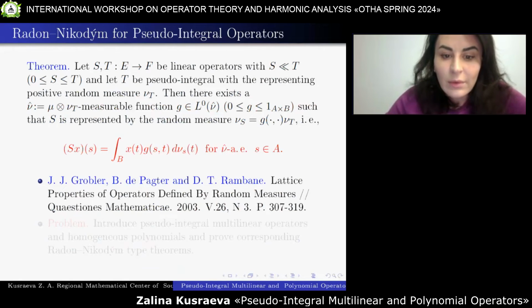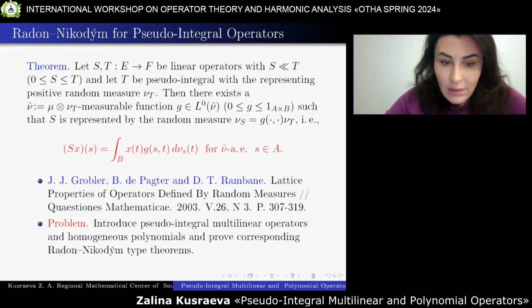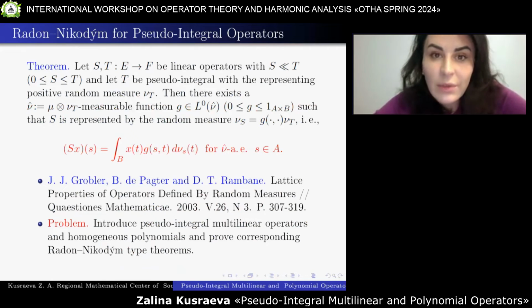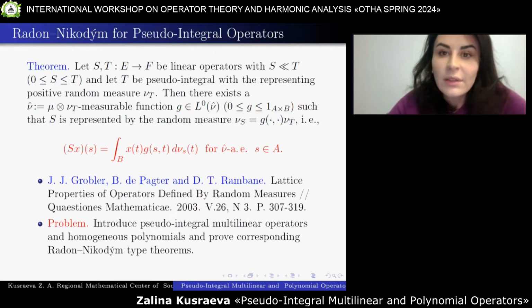And here the question arises, since pseudo-integral operators have a number of other interesting properties, it is natural to try to extend the theory of pseudo-integral operators to some other classes of nonlinear operators. In this talk, I introduce pseudo-integral multilinear operators and pseudo-integral homogeneous polynomials, as I said before, and prove corresponding Radon-Nikodym type theorems.